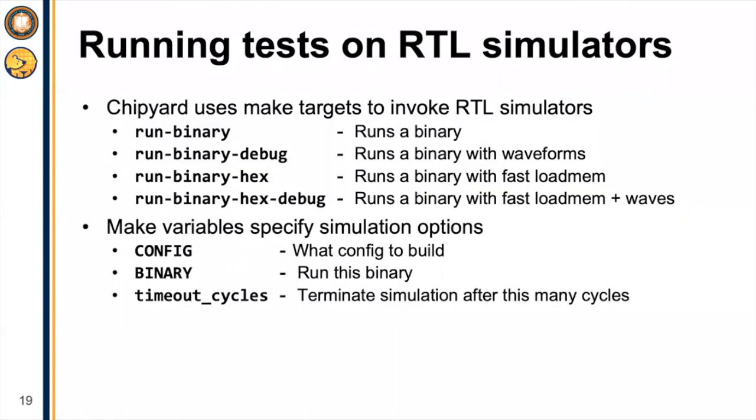Okay, so actually running things on the RTL simulators is pretty similar to running it in spike. We encapsulate the commands within a make target, and there are a couple of make targets which are useful. The one we're going to use in this tutorial is called run-binary-hex, which runs a binary with the fast load mem capability, so it loads the binary into target memory very quickly. There are also make targets that will run the binary and generate a waveform of the simulation at the same time, which is useful for debugging.